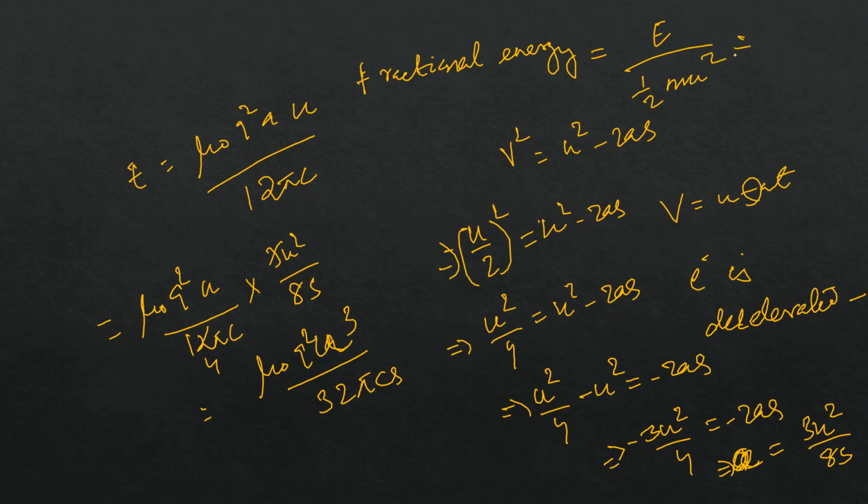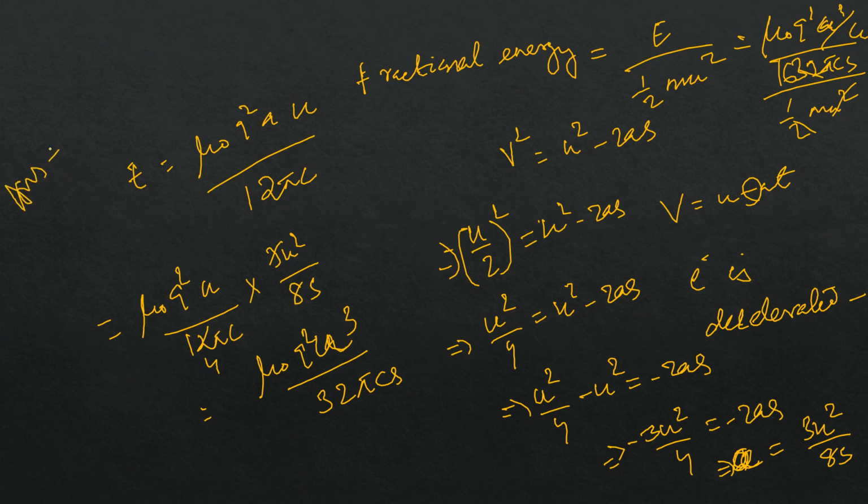So E is how much? E is this one divided by half mu square. If you simplify it, you will get what? Mu naught q square a u cube divided by 32 pi cs, divided by half mu square. This cancels and becomes 16 u square. So overall the answer becomes mu naught e square u by 16 pi cs. What is e? In place of q, I just put e because this is an electron.